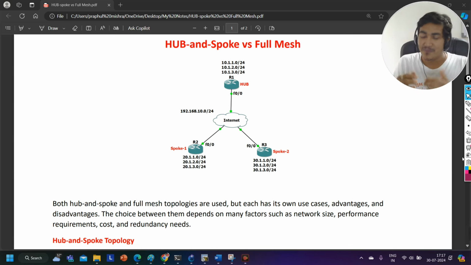So that's why which topology type I should use in real time depends on various factors, and let's understand those factors today in this video. Now without wasting our time, let's begin.